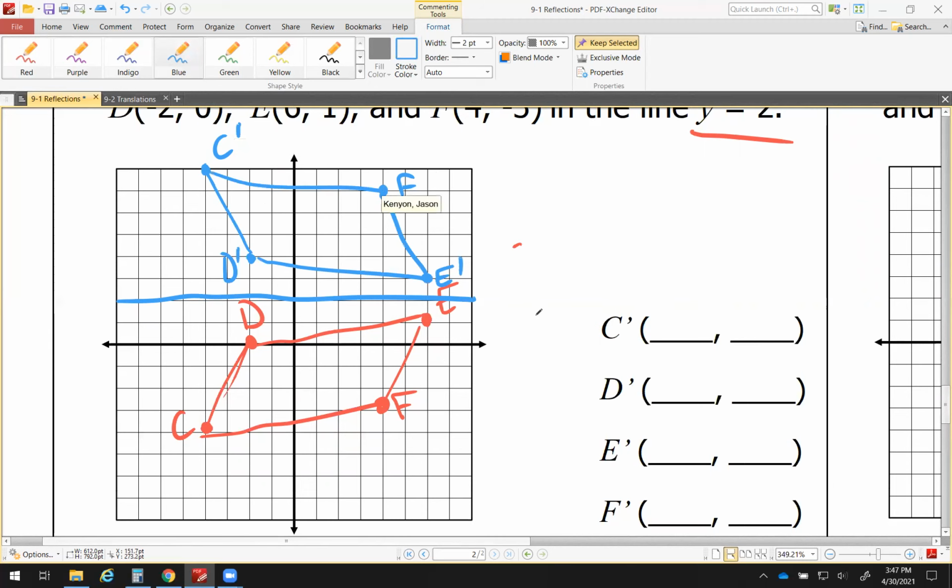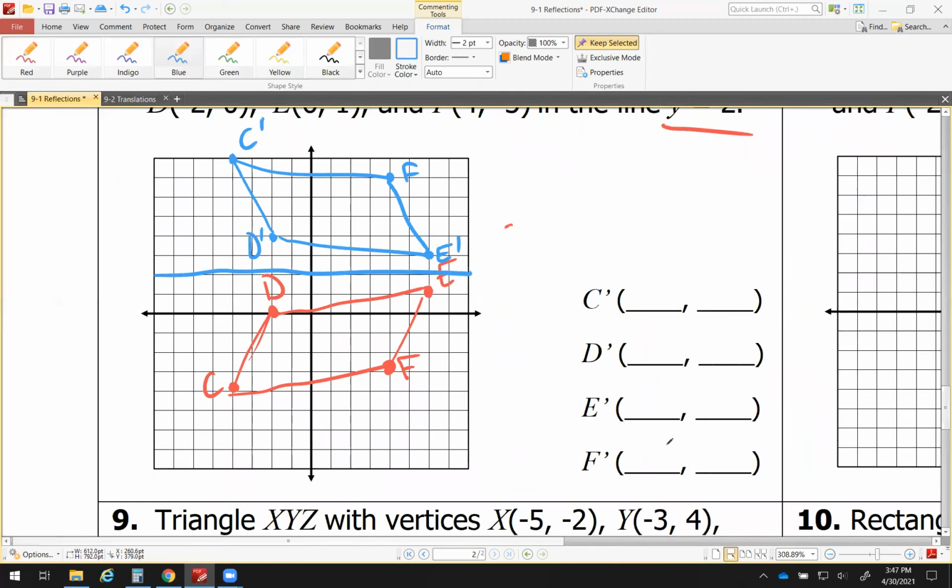Oh man, my art is not good today, but the content is still fine. So C prime is at the point -4, 8. D prime is at the point -2, 4. E prime is at the point 6, 3, and F prime is at the point 4, 7.